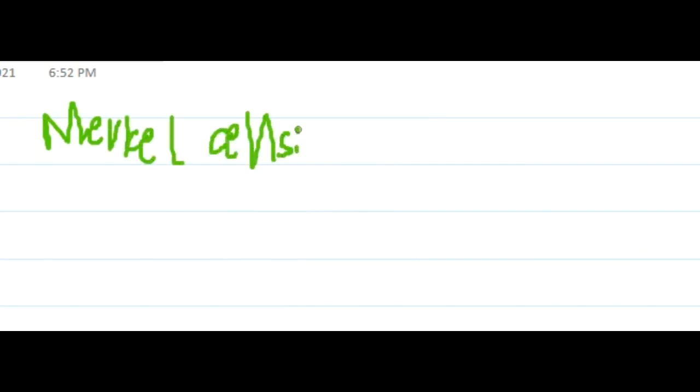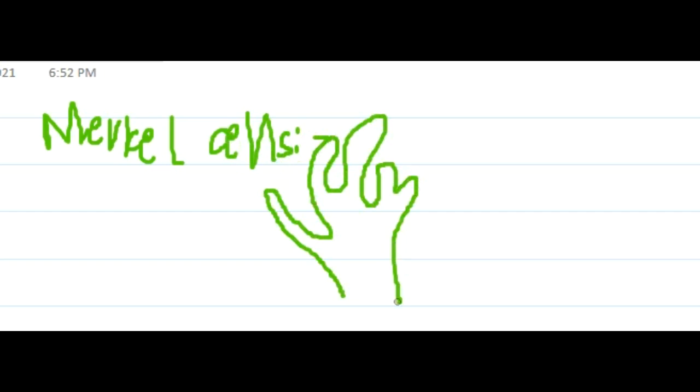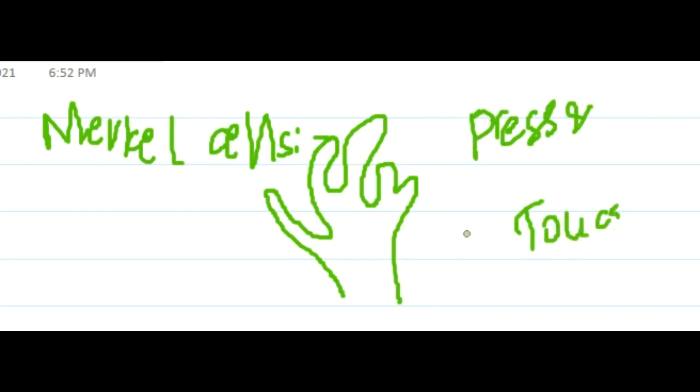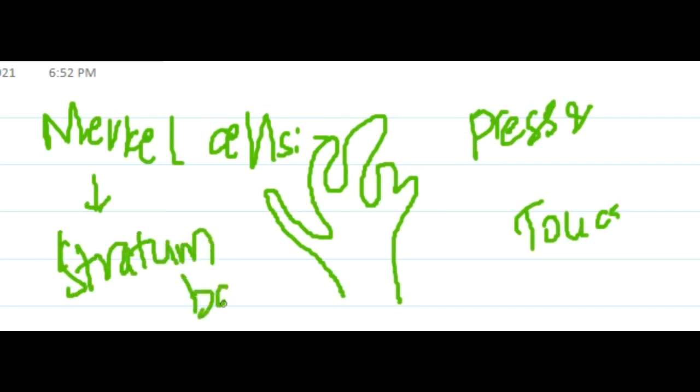Then we have the Merkel cells. These Merkel cells are expanded dendritic endings. They look somewhat like this. They are just expanded dendritic endings. Okay, these also respond to pressure and touch. And these Merkel discs, Merkel cells, are present in the stratum basale.